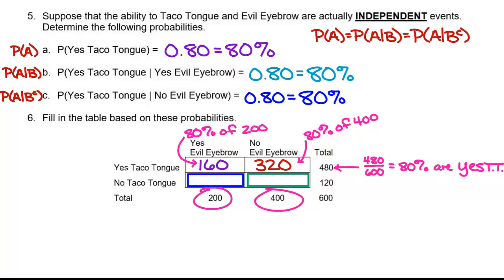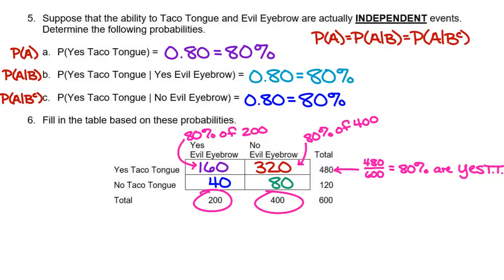All right, let's fill out the rest of the table then. If this is 160 and this column total is 200, what goes right here? 40. What about in that last cell? 80. Nice work.